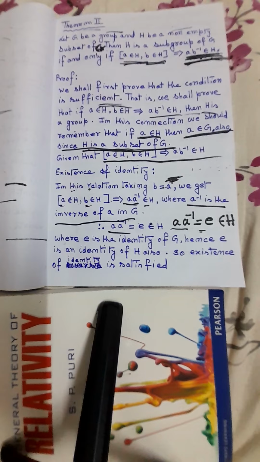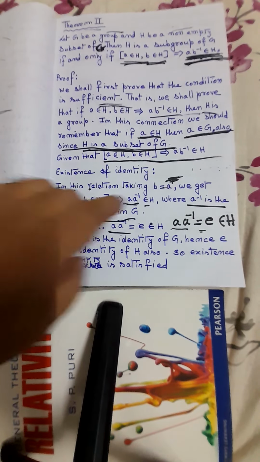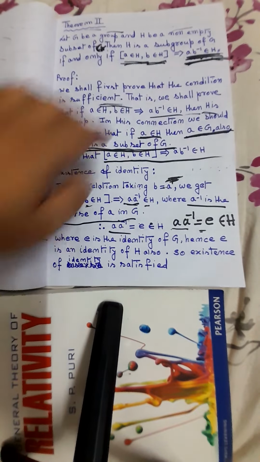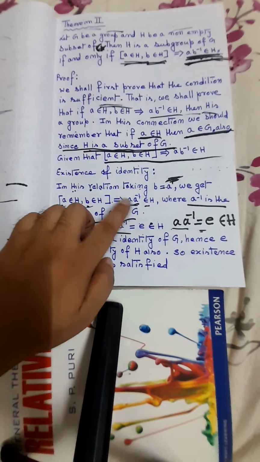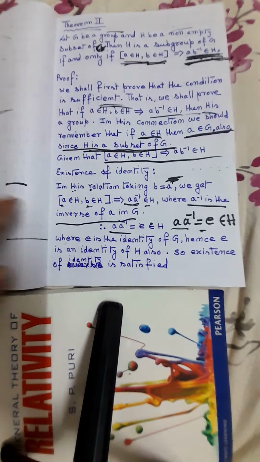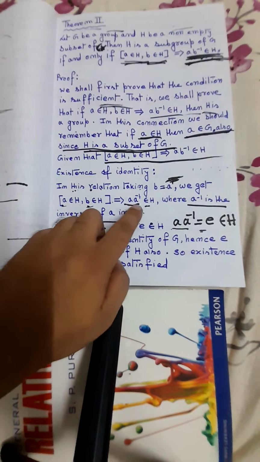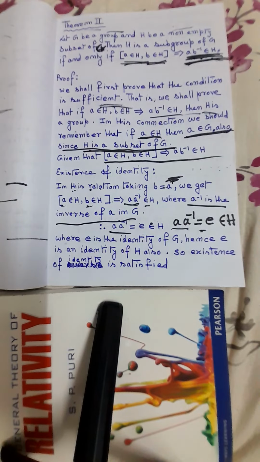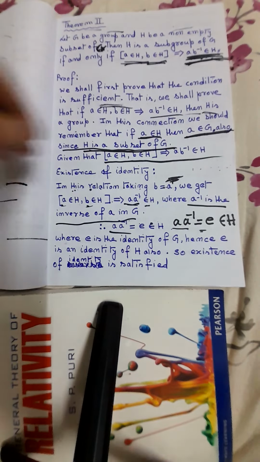It will not only form a group, it will be a subgroup of G. H will not only form a group, it will be a subgroup of G. So for that, what we did at first, we considered B equal to A, and as per this property, we know that A inverse A will belong to H, because we are considering B equal to A. So from that we understand the identity exists.